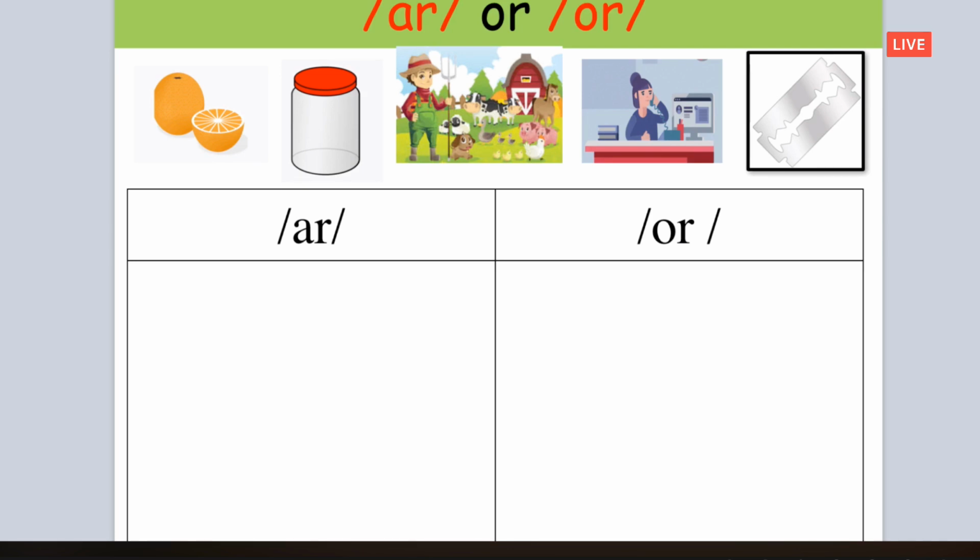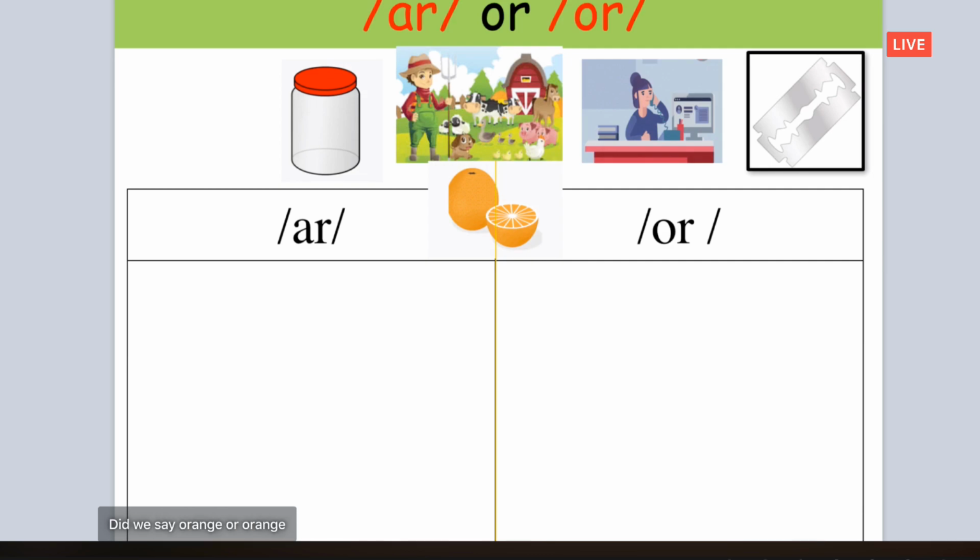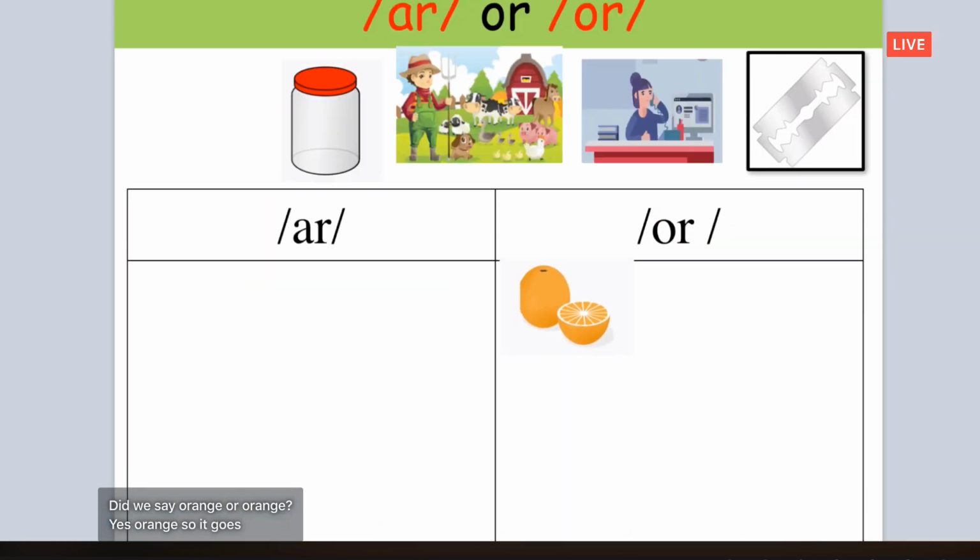So our first word says orange. Orange. Is it an AR word or an OR word? Did we say arange or orange? Yes, orange. So it goes under OR. Good job.